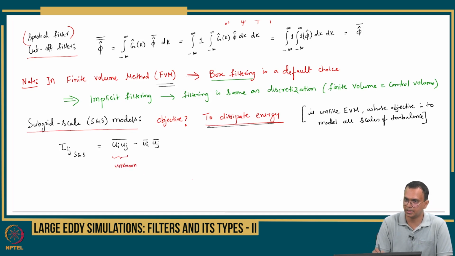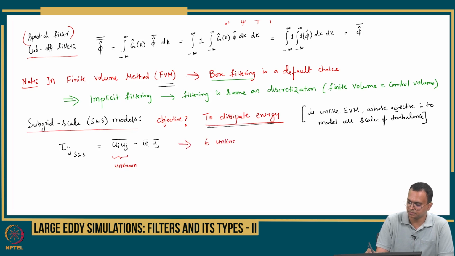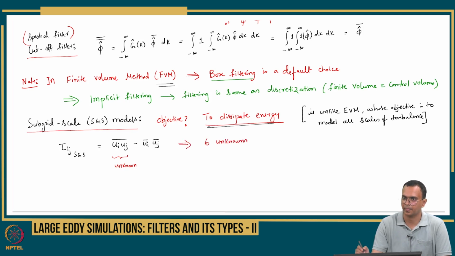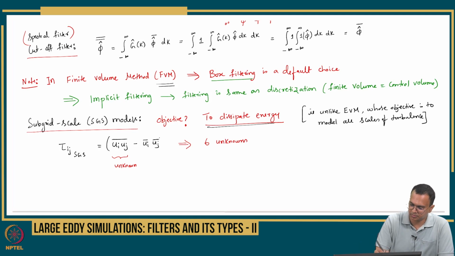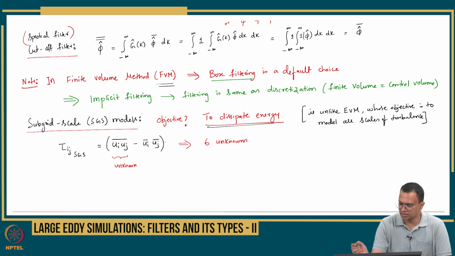And therefore this entire term results in 6 unknowns, right? So this has to be modeled, right? This entire part, the tau ij SGS. So now let's take help from RANS to see whether we can help. RANS is a much more ambitious modeling, because you need to model all scales of turbulence, right?